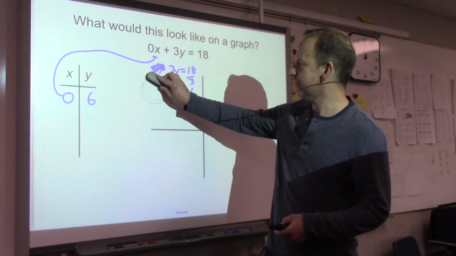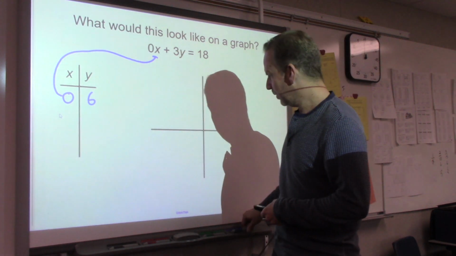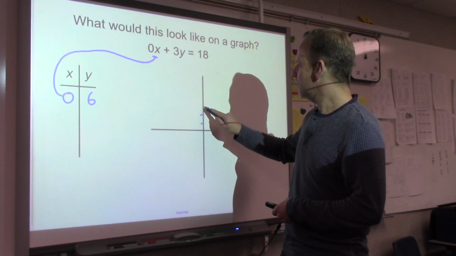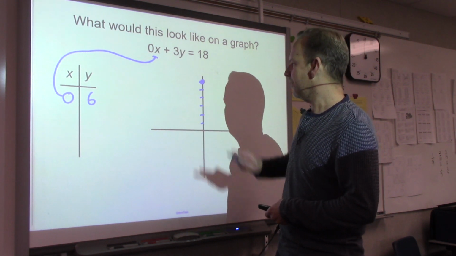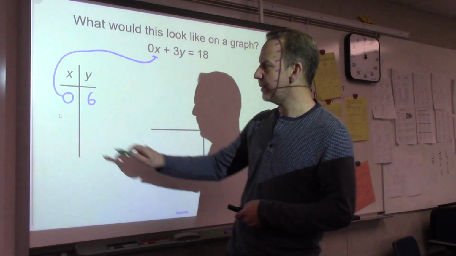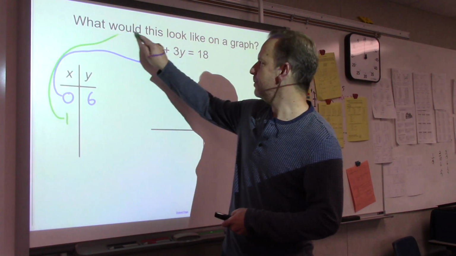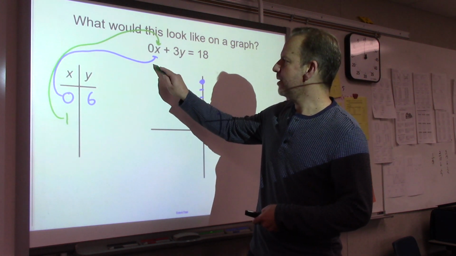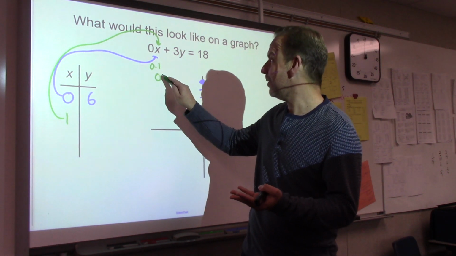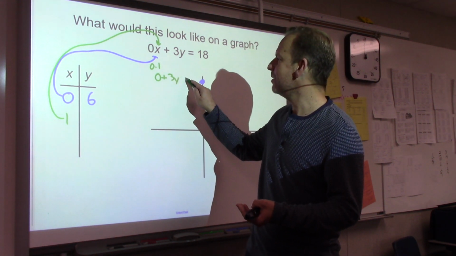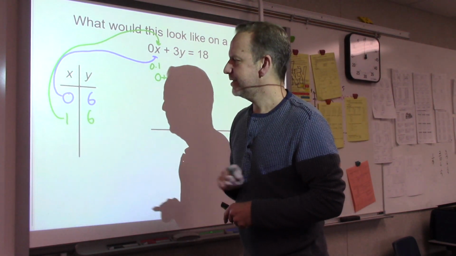Okay, I'm going to erase this work so I have room to do some other stuff. But I'm going to plot that as a point and put a dot at 0, 1, 2, 3, 4, 5, 6, and I put a dot right there. Okay, now what happens if I put a 1 into this machine? Well, what is 0 times 1? It's also 0, and so this one also acts like 0 plus 3y equals 18, and we already know that y is going to be equal to 6.